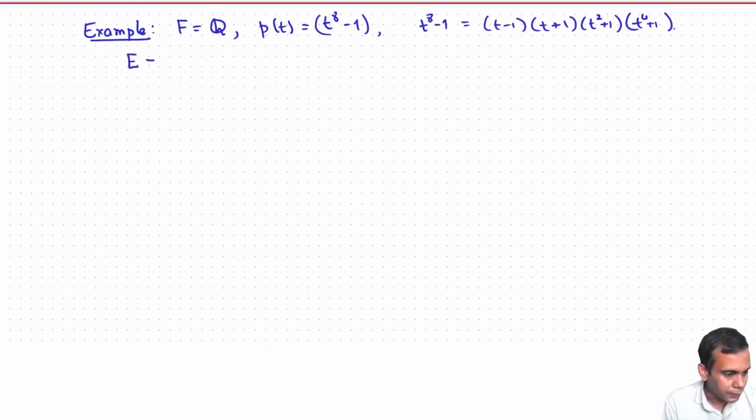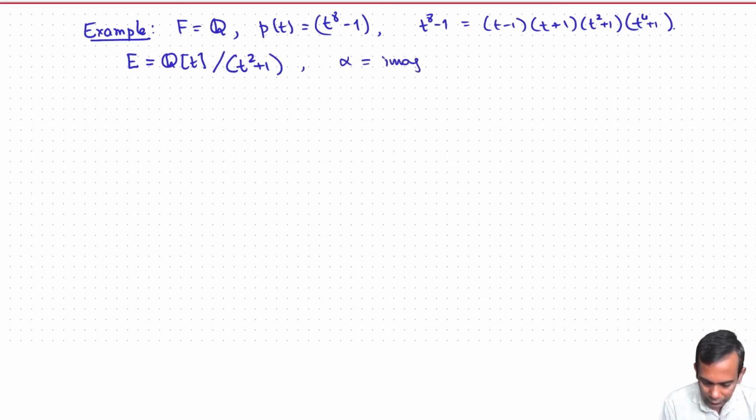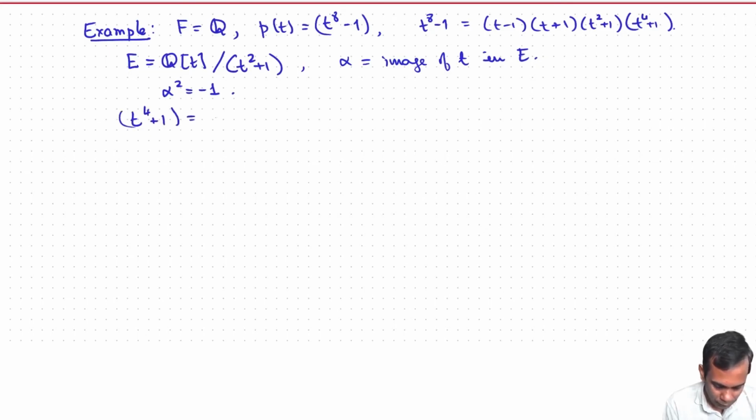So first define E to be Q[t] mod t squared plus 1. So this is a quadratic extension of Q, and taking alpha to be the image of t, in E we have alpha squared equals minus 1. And so again we can write t to the power 4 plus 1 as (t squared plus alpha)(t squared minus alpha).